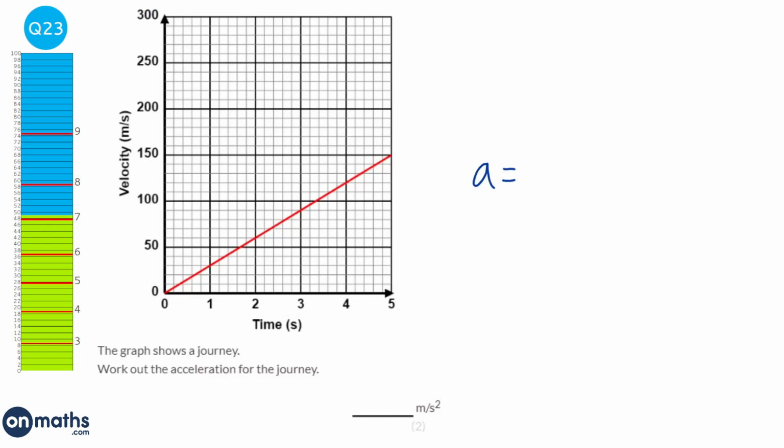Acceleration is change in velocity over change in time. So change in velocity where it starts at 0 and goes up to 150. So that would be 150, over the change in time. Well, the time starts at 0 and goes up to 5, so that's 5. And so 150 divided by 5 is 30. The velocity is in meters per second, the time's in seconds, so the units will be meters per second squared. So it's 30 meters per second squared.